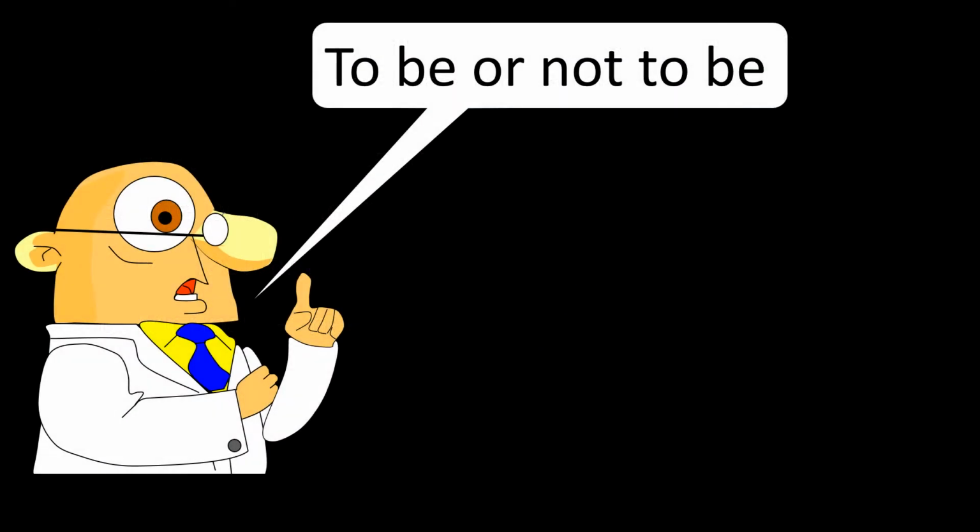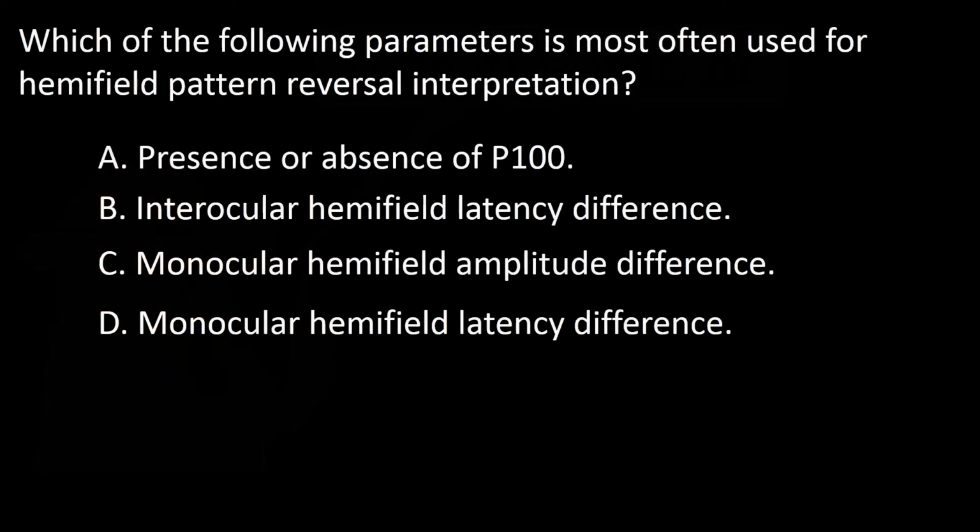Unless you were asleep, something that happens often when I give a talk, you know the answer to this one. By far, the most, perhaps the only clinically reliable way to decide normalcy when interpreting a hemifield pattern reversal visual evoked potential is to use the presence of P100 as normal and the absence of P100 as abnormal. So the answer to this question is A.